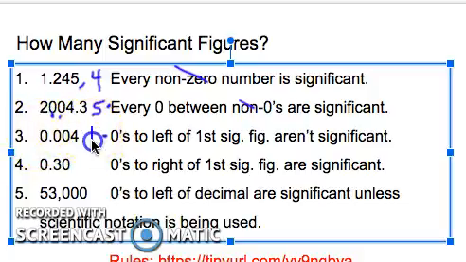So here you just have 1 significant figure. What about this next rule? Zeros to the right of the first significant figure are significant. So here you would have 2 significant figures.